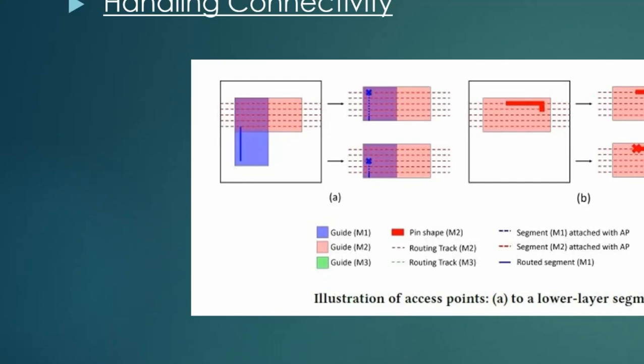So basically in this example, in A, we are trying to connect two guides. If you remember, how do we do it? We connect two guides by using vias. So now the problem statement is: where do you place the via?